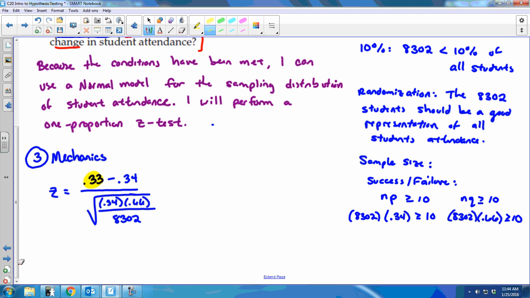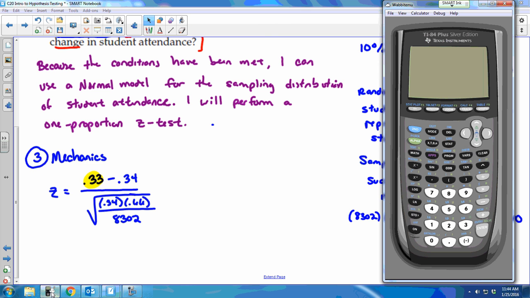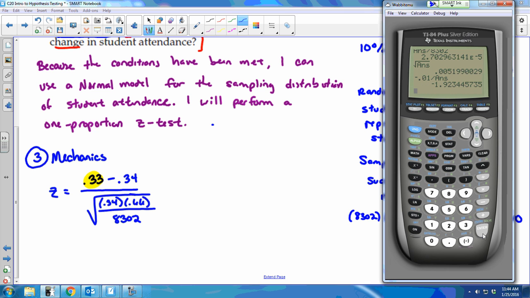All right, so then we actually have to do the calculation here. So .34 times 0.66 divided by 8,302, square root of that. And that would be 0.33 minus 0.34, which is negative 0.01, divided by that answer. And I get a z statistic of negative 1.92.